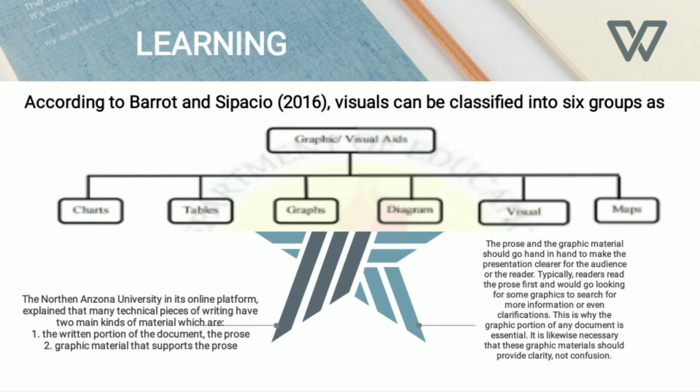The prose and the graphic material should go hand in hand to make the presentation clearer for the audience or the reader. Typically, readers read the prose first and would go looking for some graphics to search for more information or even clarifications. This is why the graphic portion of any document is essential. It is likewise necessary that this graphic material should provide clarity and not confusion.